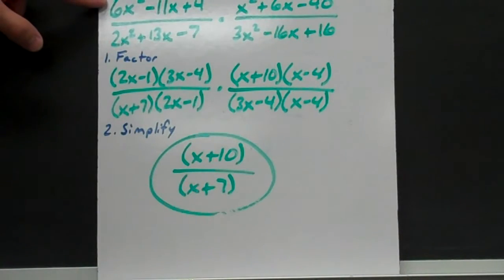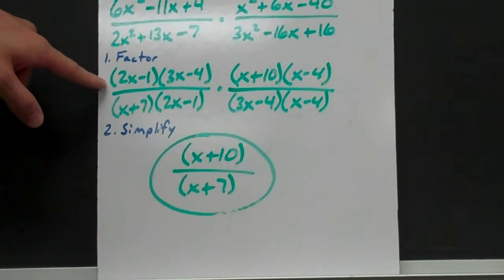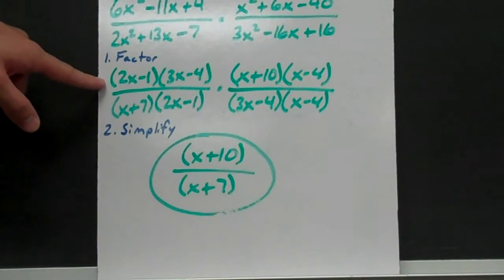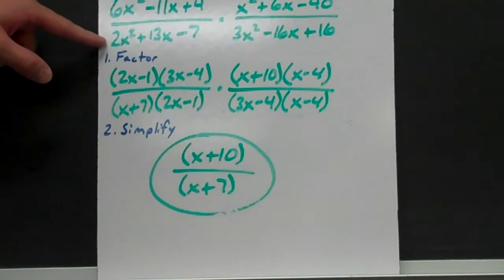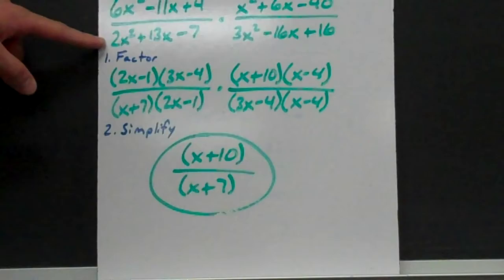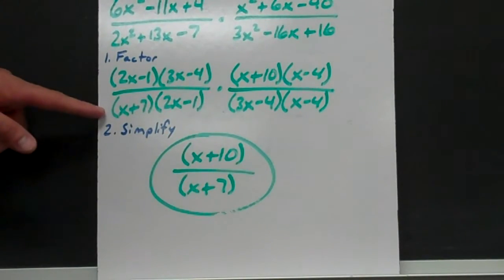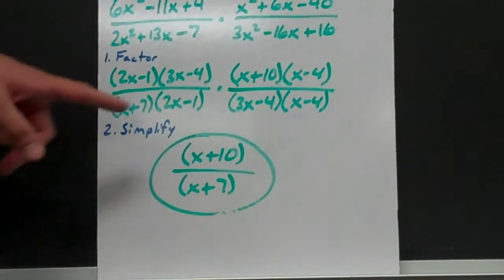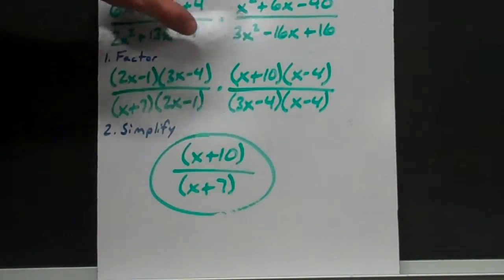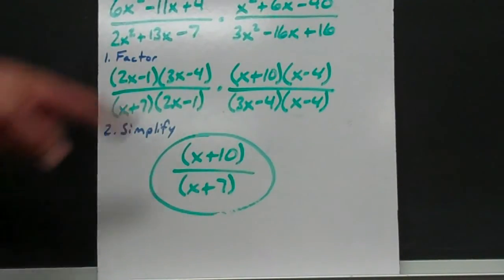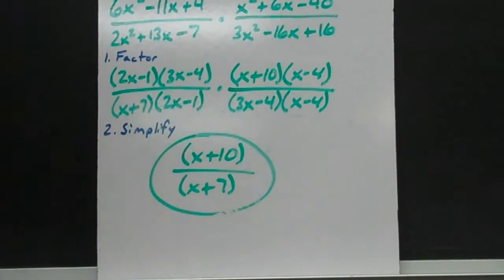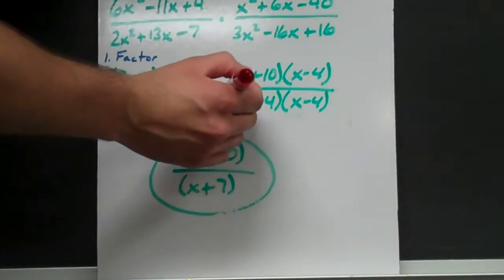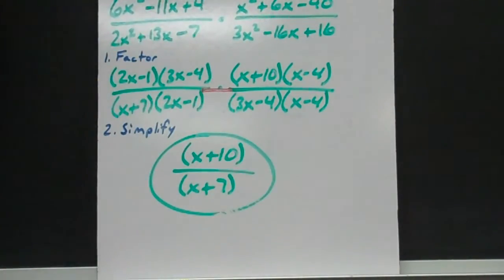So we factor the top left, and we get 2x minus 1 and 3x minus 4. Factor the bottom left, we get x plus 7 and 2x minus 1. Go to the second fraction, we factor the top, we get x plus 10 and x minus 4. Factor the bottom, we get 3x minus 4 and x minus 4. Now again we want to simplify. With the last problem we know that since we're multiplying we can just make this one fraction.